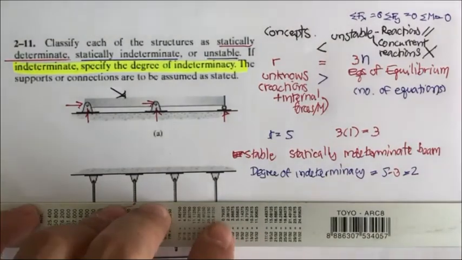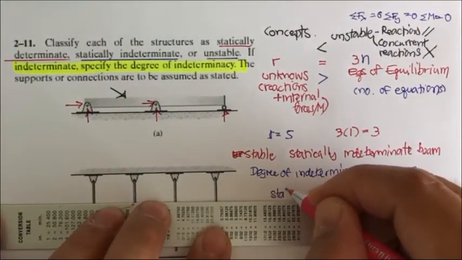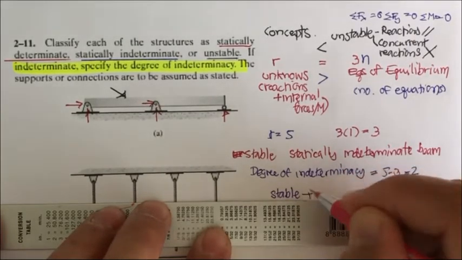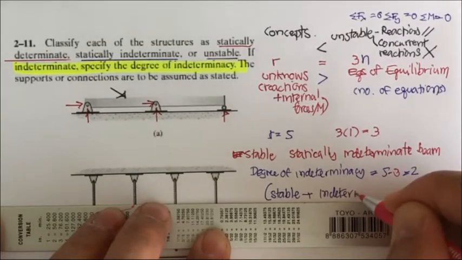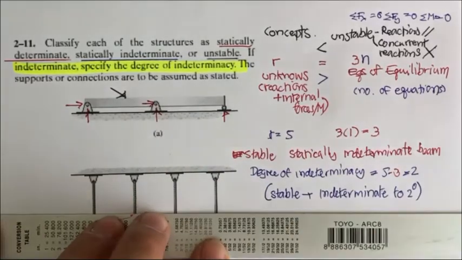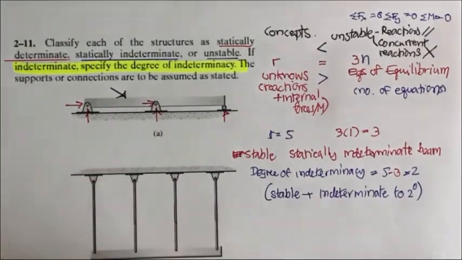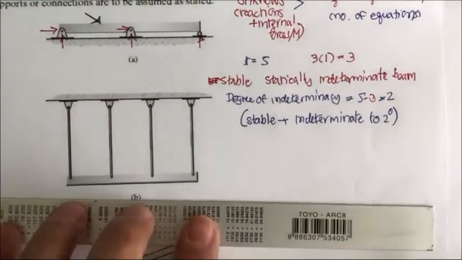And in short, you may write this structure as stable plus indeterminate to the second degree. That's going to have the same meaning for this beam. And next, we come to this structure.